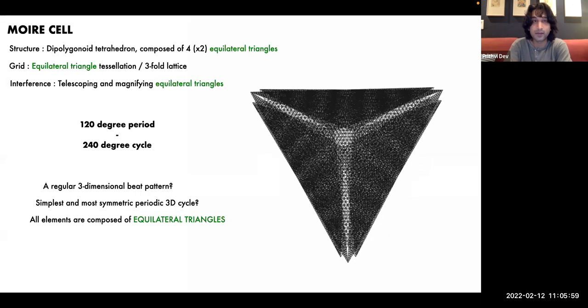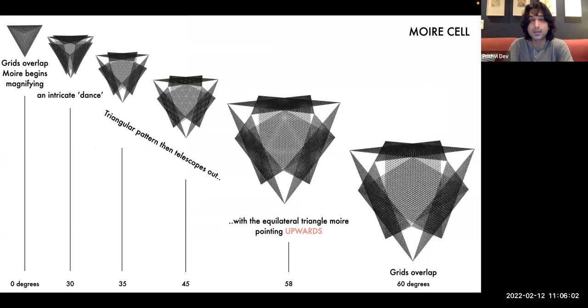And if we analyze the motion, what's happening there is at 0 degrees, the grids are completely overlapped, so you don't see any Moire pattern. And it basically magnifies in. At about 30 degrees, you see this intricate dance. And at 60 degrees, the grids overlap. But interestingly, at about 58 degrees, the Moire pattern of equilateral triangles is also there. Sorry, let me step back a bit. The structure itself is made of equilateral triangles, which is the tetrahedron. The grid is made of equilateral triangles, a self-similar module.